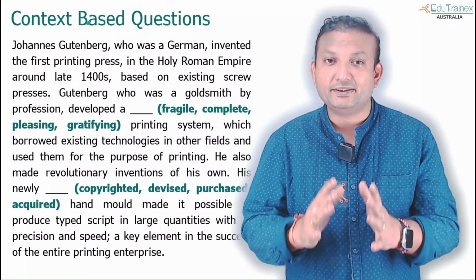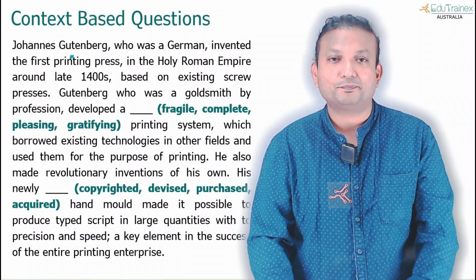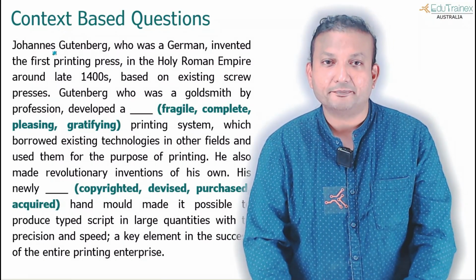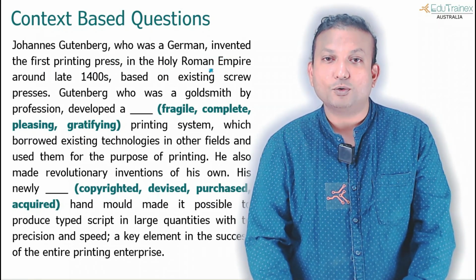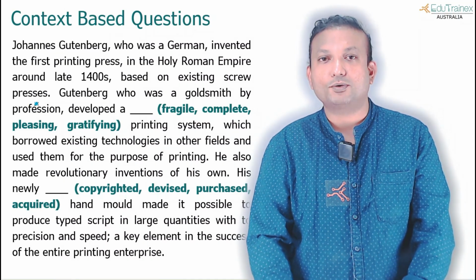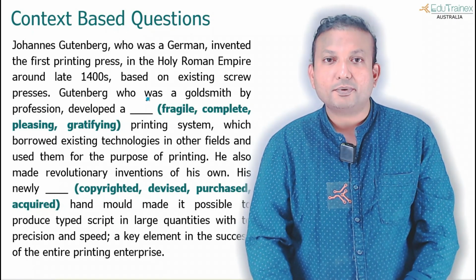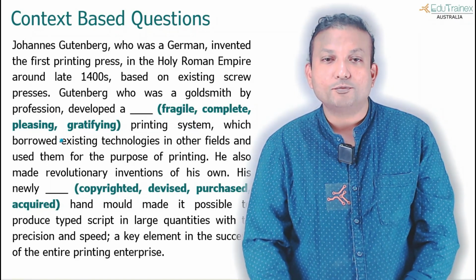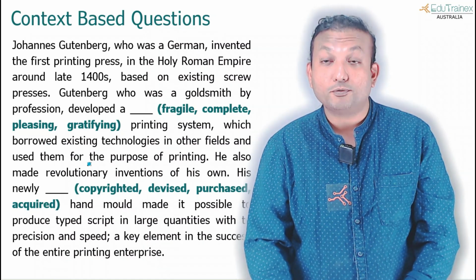The next questions will be easier because the PT can't give you all the questions very difficult. That's not how it works. So see the context-based question. You have to read and understand what it is saying. Johannes Gutenberg, who was a German, invented the first printing press in the Holy Roman Empire around 1400s based on existing screw presses. So he was an inventor and he invented the first printing press. We got the context. Gutenberg, who was a goldsmith by profession, developed a dash printing system which borrowed existing technologies in other fields and used them for the purpose of printing.